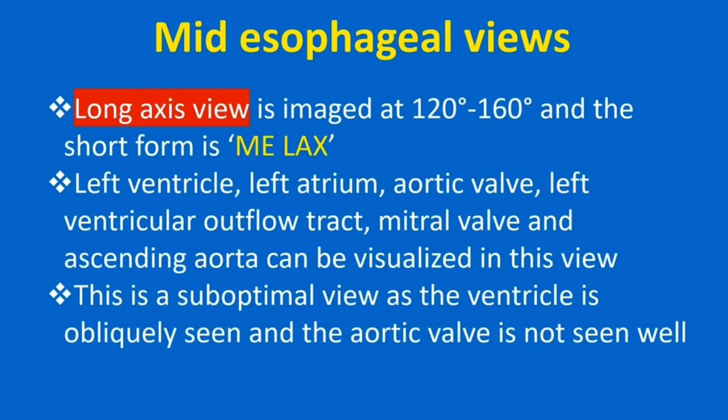Long axis view is imaged at 120 to 160 degrees and the short form is ME LAX. Left ventricle, left atrium, aortic valve, left ventricular outflow tract, mitral valve and ascending aorta can be visualized in this view. This is a suboptimal view as the ventricle is obliquely seen and the aortic valve is not seen well.